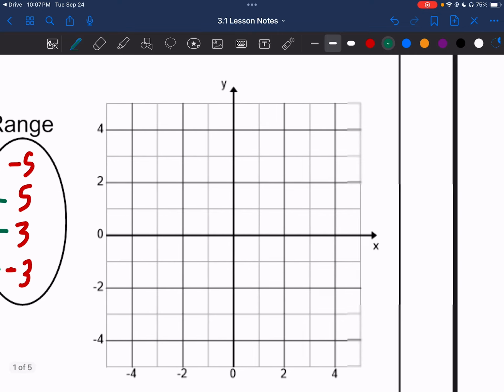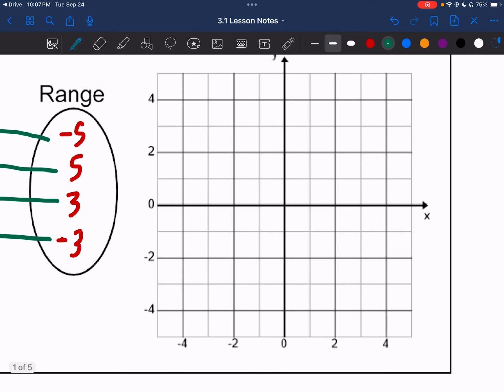Now we're going to graph those 4 points on our grid here. My first point is at -1, -5. So I go to the left 1 from the origin and down 5. My second point is 4, 5. So I'm going to go to the right 4 from the origin and up 5. My third point is going to be to the left 2 and up 3. And my fourth point is to the right 3 and down 3.